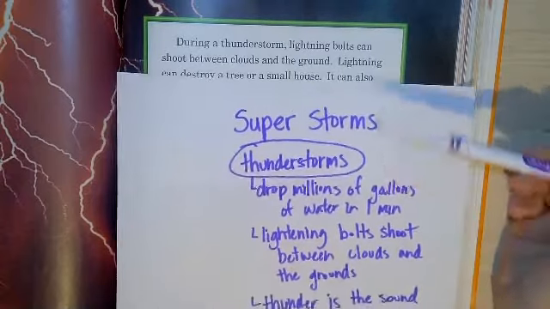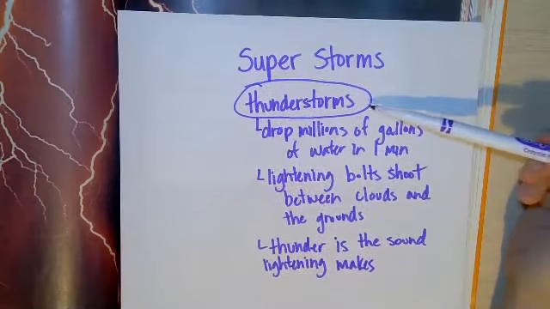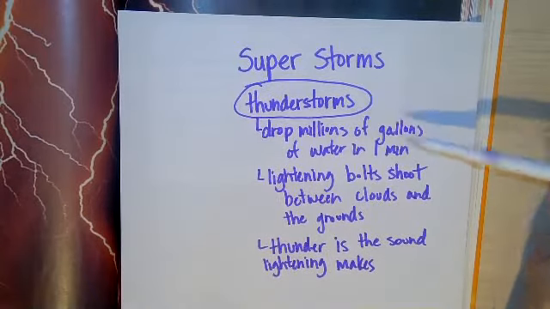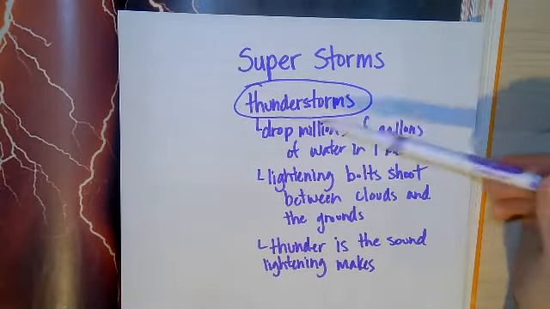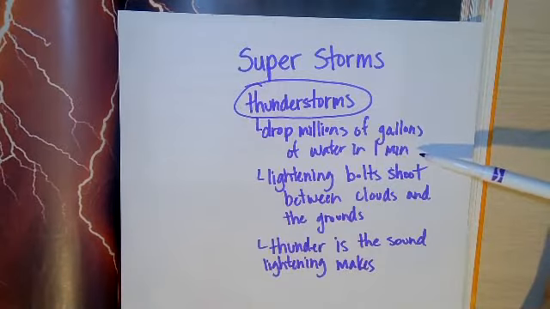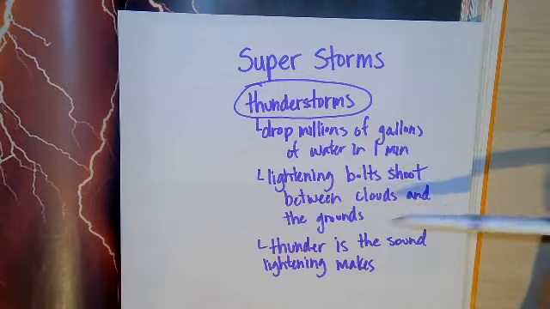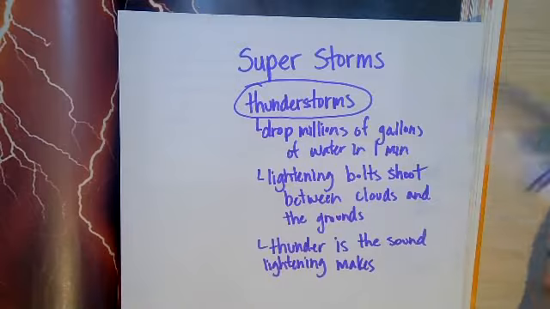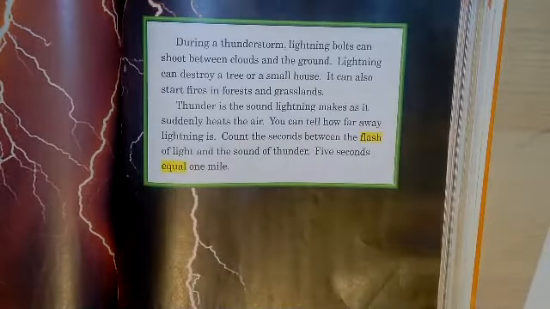So if our topic is superstorms, our first main idea is thunderstorms. And some of the details about thunderstorms are that they can drop millions of gallons of water in 1 minute. Lightning bolts shoot between clouds and the ground. Thunder is the sound that lightning makes. All right, let's see what else this is going to tell us about superstorms.